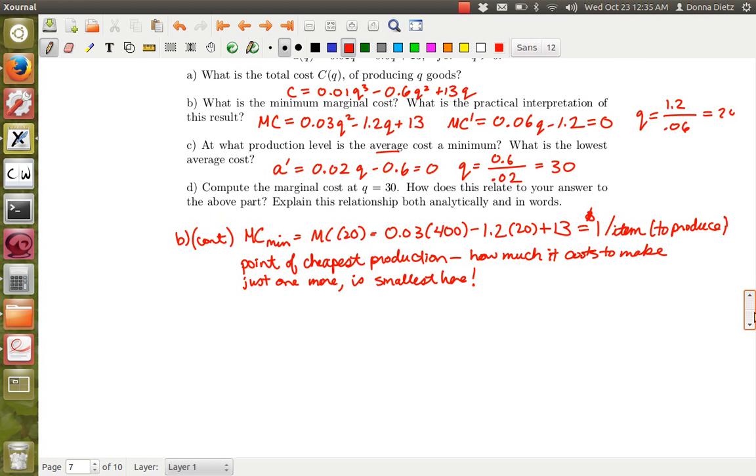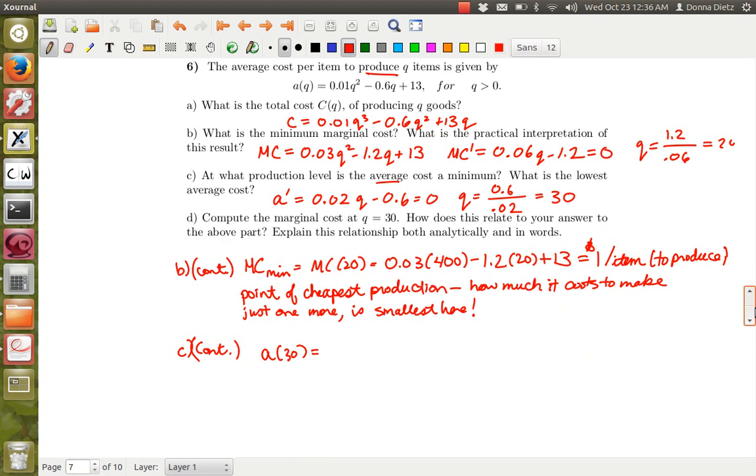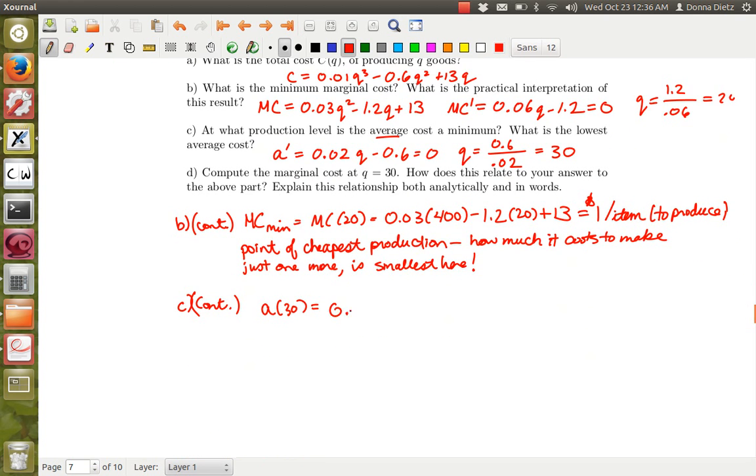So what is the lowest average cost? We only found the production level. And what is the lowest average cost? It's A of 30. And we have to go back to A again. What is A? 0.01.